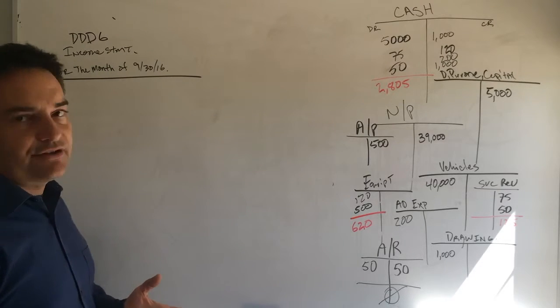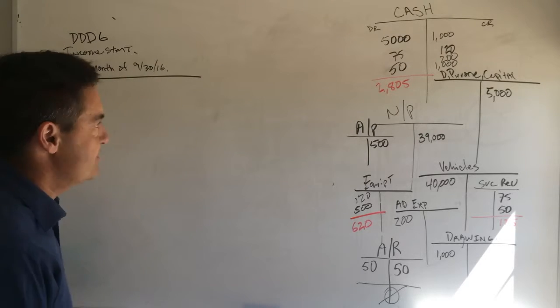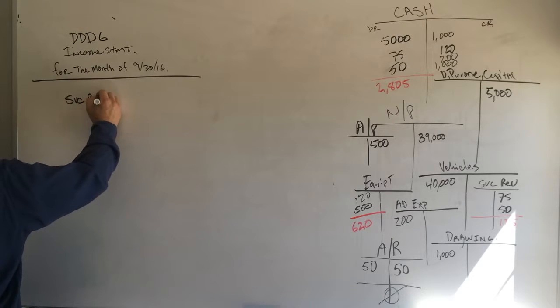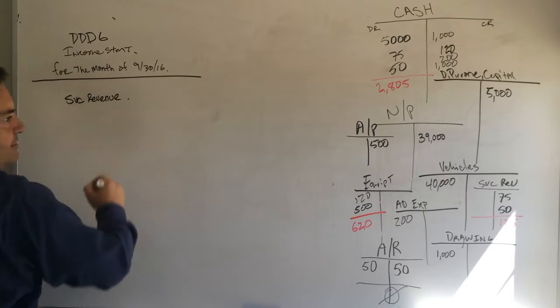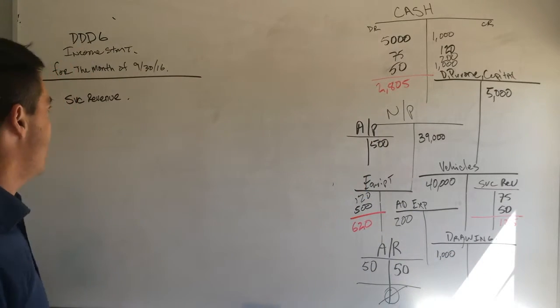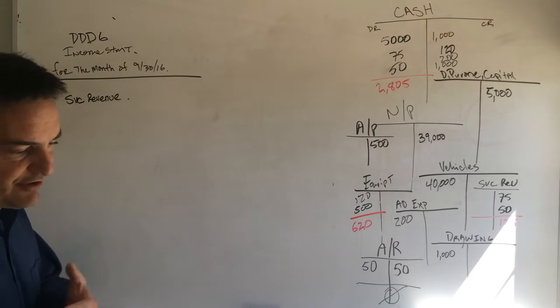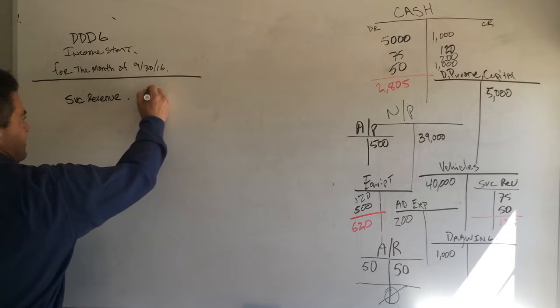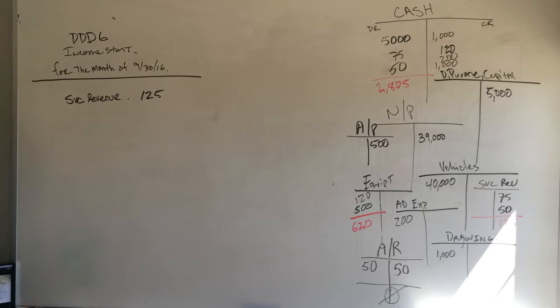After you have your title, the next thing that goes on the income statement is going to be our income account. The only income account that we have is service revenue, and the service revenue balance is $125. That's doing the two dogs, the $75 big dog and the $50 little dog. So we've got $125 of service revenue.